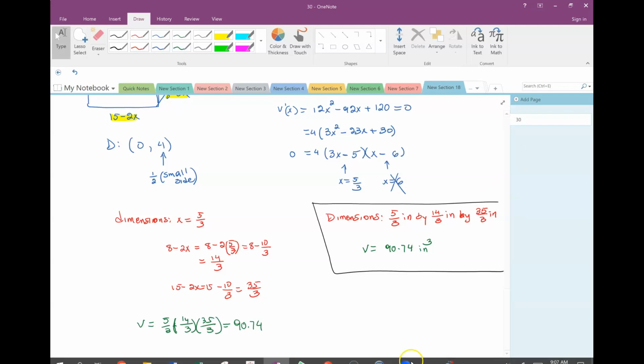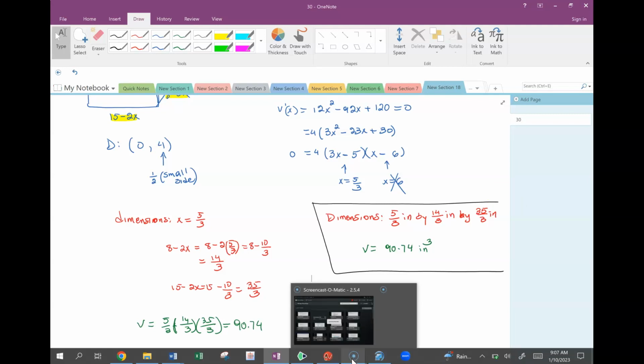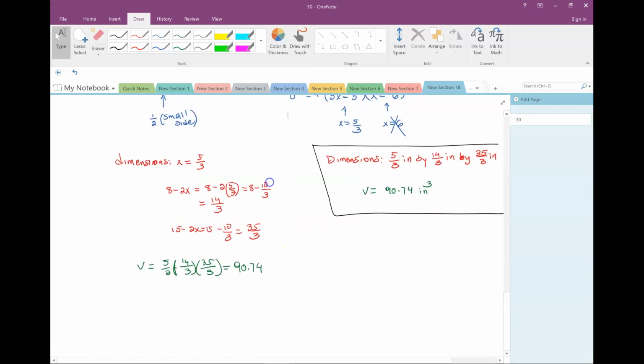This problem happened to be asking you for the dimensions of the box and the volume. Another problem, whether it's on the homework or the test, could be asking you for the dimensions of the squares that need to be cut, and then the volume. If I asked for the dimensions of the squares that are cut, they're x by x, right? So what's x here? 5 over 3. So the dimensions would be 5 over 3 inches by 5 over 3 inches. Wait, why is it 5 over 3? Because that's x.